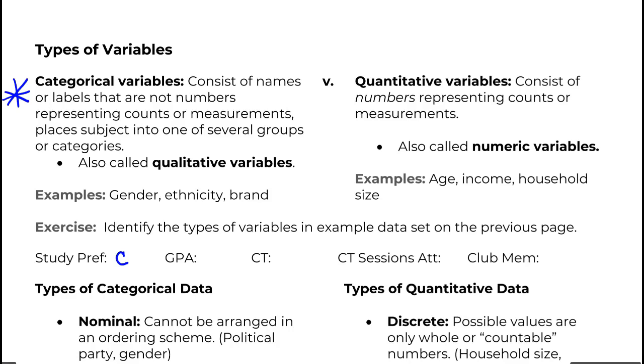We know GPA is a number, and that number has some sort of meaning, so we're going to call that quantitative. The CT is just a yes-no if they've attended the CT session. That's a binary categorical variable. CT sessions attended was a number of CT sessions attended. So we got another quantitative. And then club membership was whether or not they were in a club, which is another yes-no, another category. So that's all I'd have you do on a test. So I have a couple of homework questions about that. Usually a pretty straightforward test question that everybody gets right.